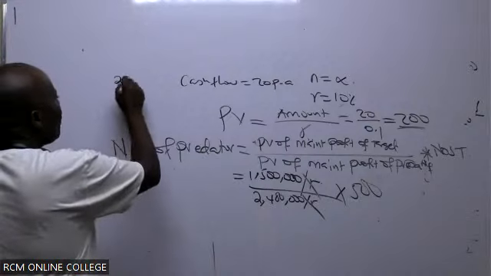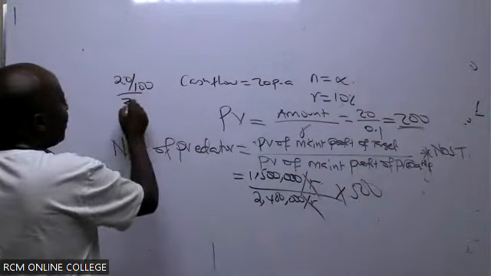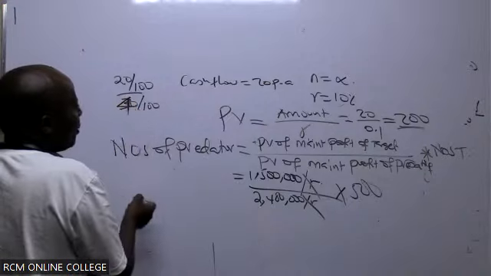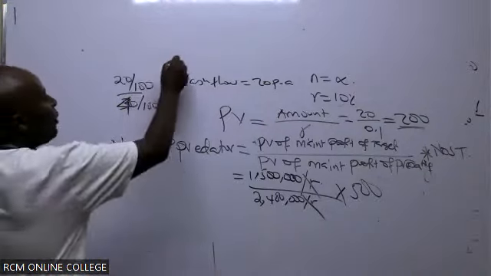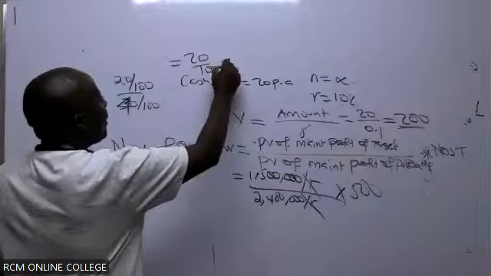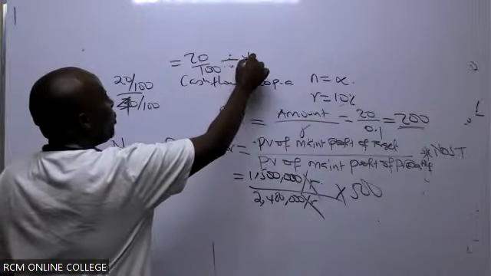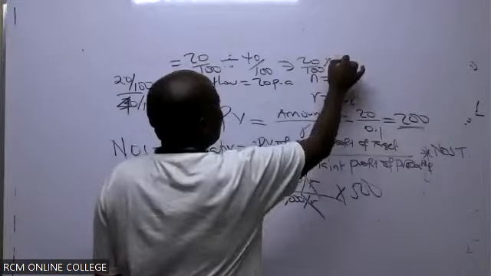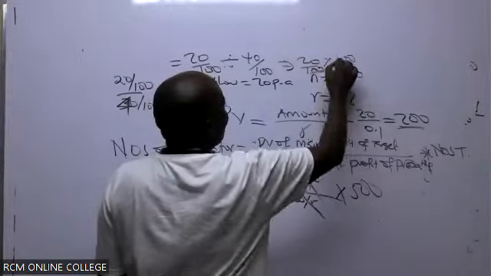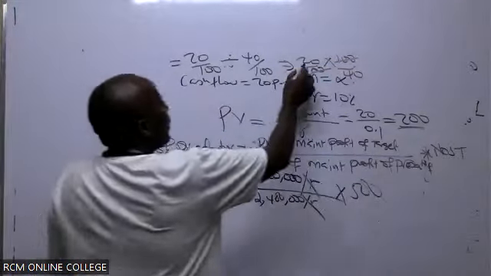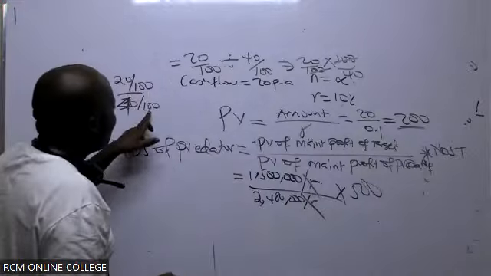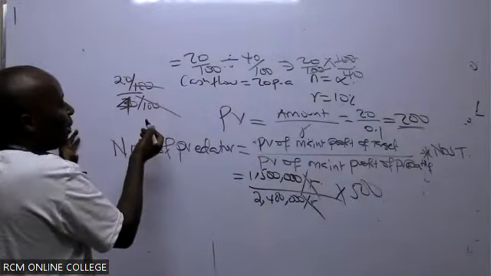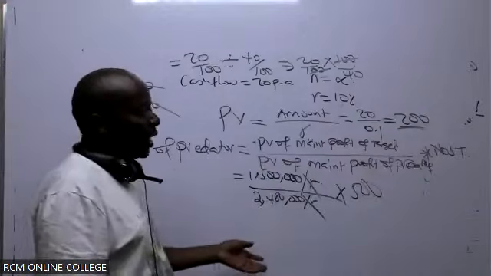If you're given like 20 over 100 divided by 30 over 100, let me use 40 over 100, trust you me, this will be the same as saying 20 over 100 divided by 40 over 100, which will be the same as saying 20 over 100 times 100 over 40. So at the end of the day, we're getting 20 over 40. If these denominators are the same, we always cancel them directly.